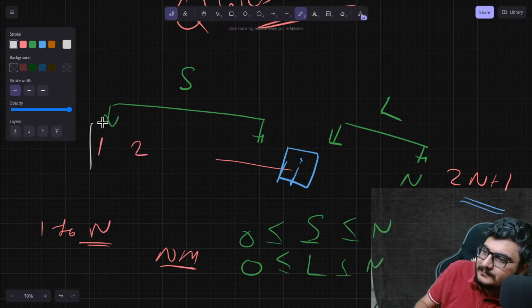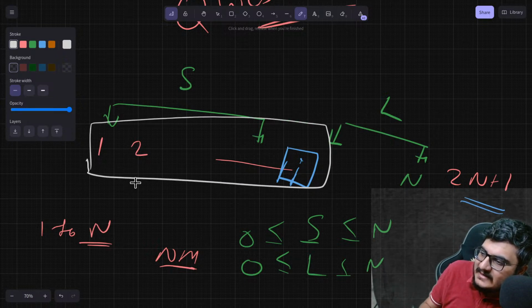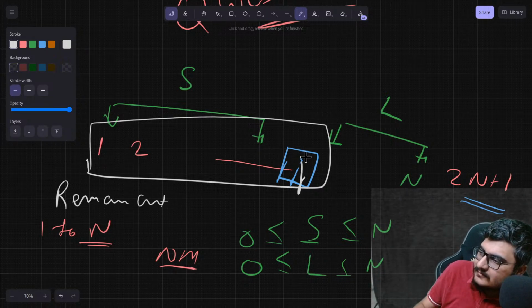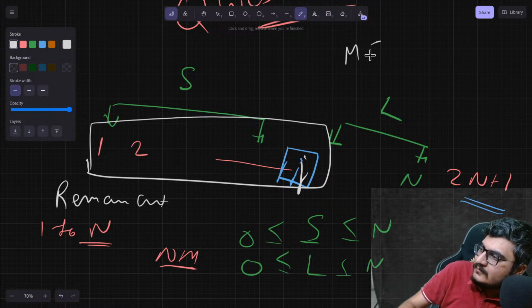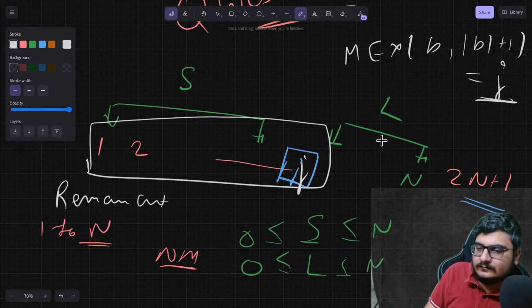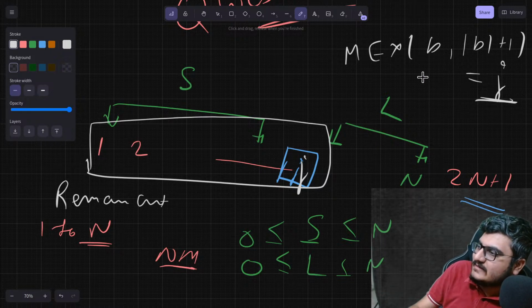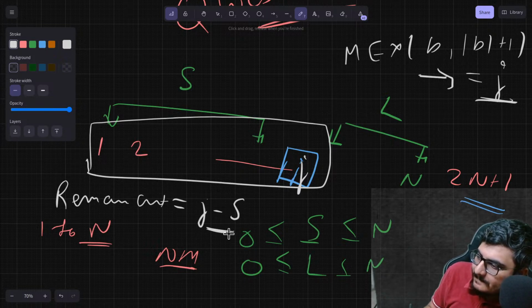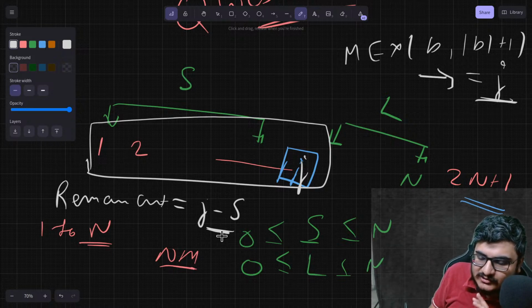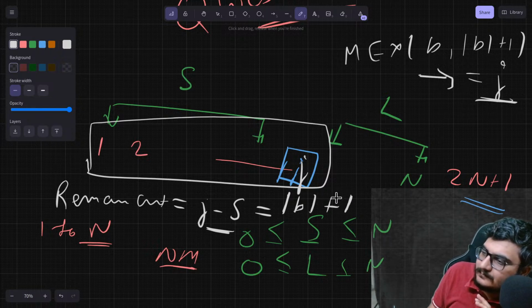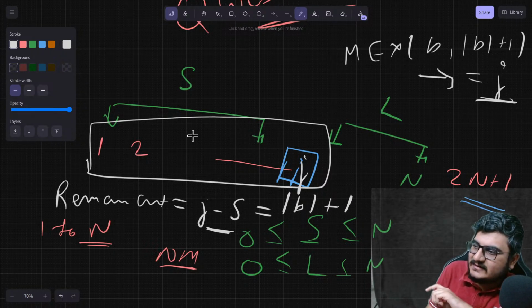And if we look at this set now, the remaining count, j would be the value we want, the max of b comma size b plus 1. So this would be some value which we will get as a max. So here the remaining number of elements would be j minus s, right? These are the numbers which are not chosen in the set. And this should be equal to size of b plus 1. Because if you want the fifth number not to be present in the set, then there should be 5 numbers here.